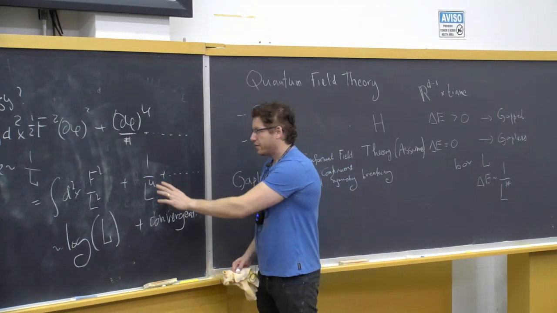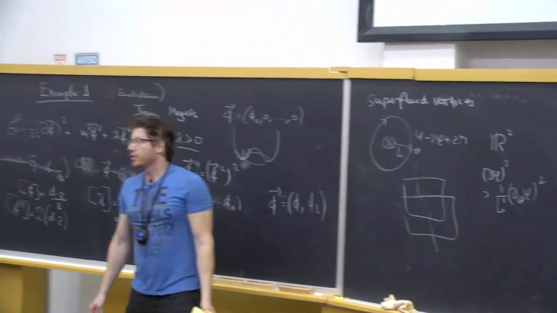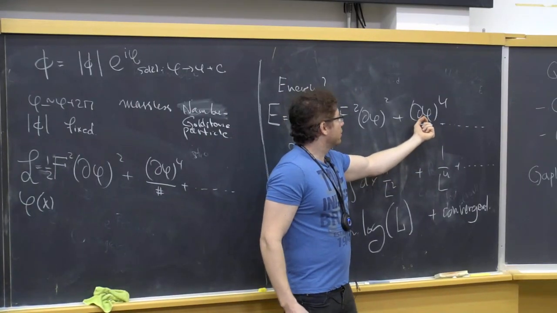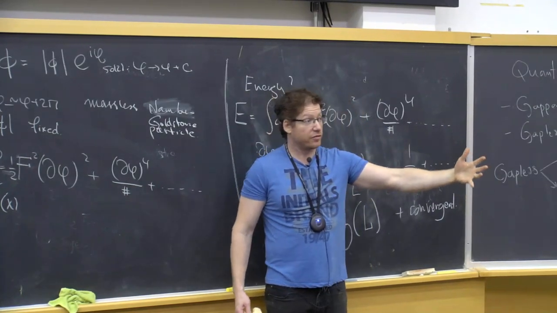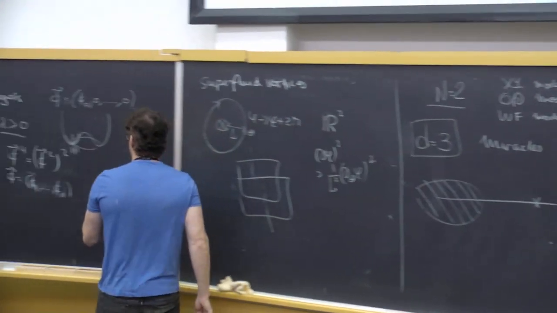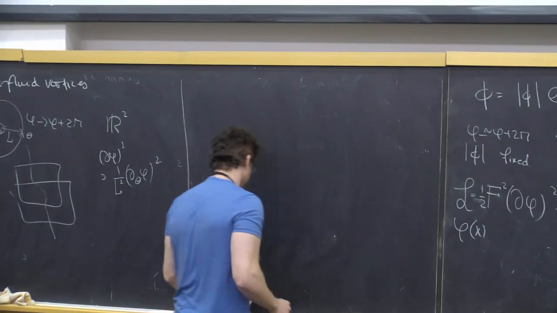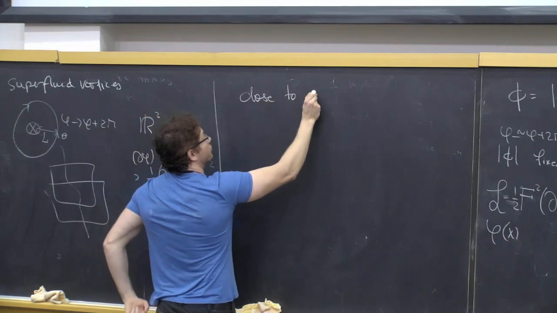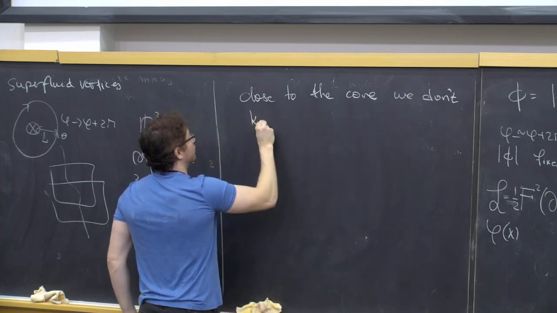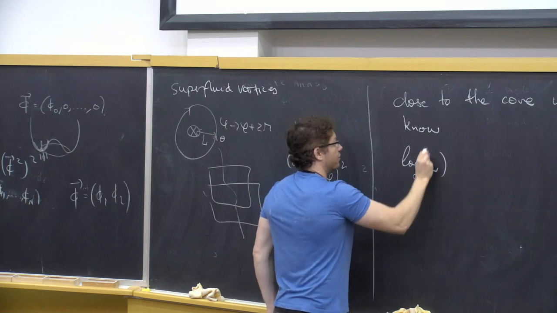Okay? However, let's ask what happens close to the vortex. Obviously close to the vortex, we cannot say anything. Because close to the vortex, the answer to what is the energy of this vortex is going to be dominated by these higher derivative terms. And the closer you get to the core of the vortex, the more important are these higher derivative terms. And so we cannot say anything intelligent without further assumptions. So close to the core, we don't know. But far from the core, we know that it's logarithmic in the distance.